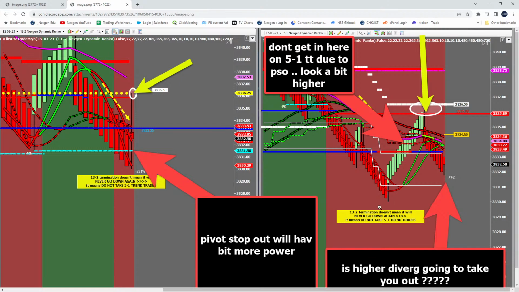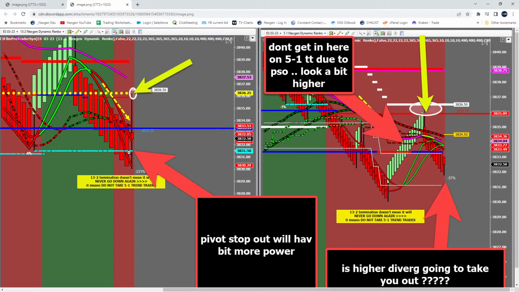And look, if there's no divergence on a 5-1 chart, you're going to get one more short trade, even into a pivot stop out most of the time. The divergence on the 5-1 chart makes or adds power to the pivot stop out on the 13.2 chart. So no divergence, it usually goes one more time. If you have divergence, it might cause a full termination. Does that make sense? So if there's nothing on the small chart that says we're going to stop, the pivot stop out will probably break.